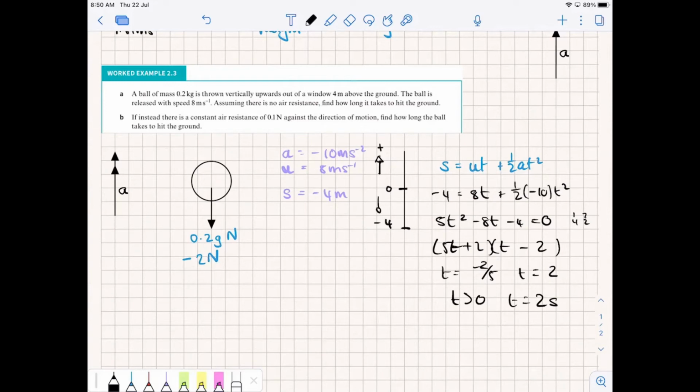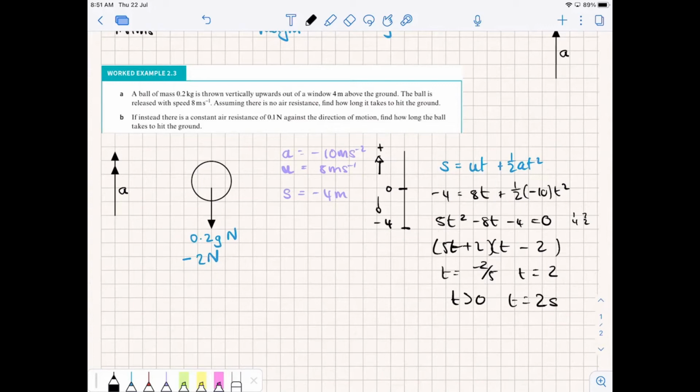Now let's look at question B. Question B is a little bit more realistic. Now it says there's actually constant air resistance. Right now, this is against the direction of motion. It's against the direction of motion, right?